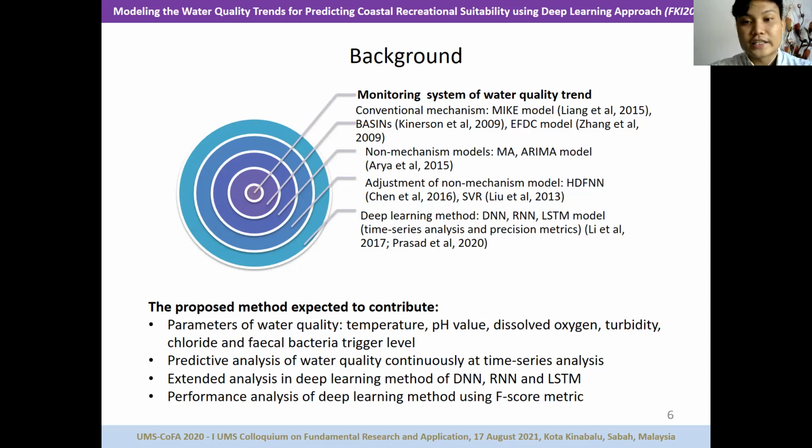The realization of the lacking long-term dependence and trends of water quality, and the complexity of managing water quality parameters, is highlighted based on the mentioned models, and thus the deep learning approach comes into the picture in order to generate more concise and reliable data outcomes. So the proposed method, especially the deep learning method, contributes to the water quality parameters of temperature, pH value, dissolved oxygen, turbidity, chloride, and fecal bacteria trigger level; predictive analysis of water quality continuously; time series analysis; extended analysis in deep learning methods of DNN, RNN, and also LSTM; and last but not least, performance analysis of the deep learning method using F-score metrics.